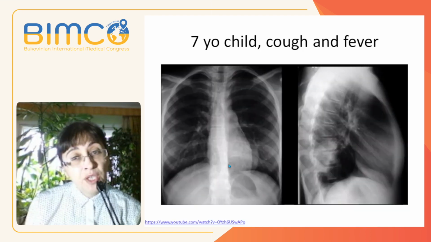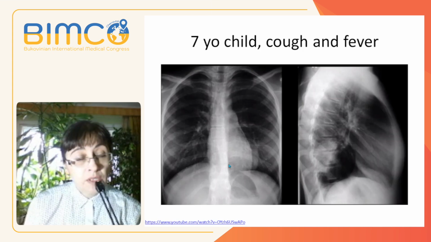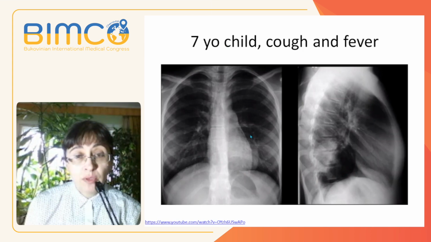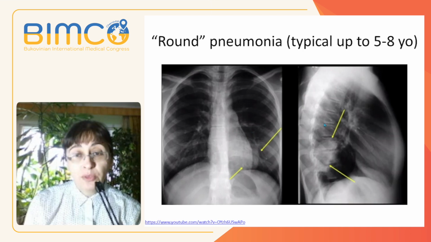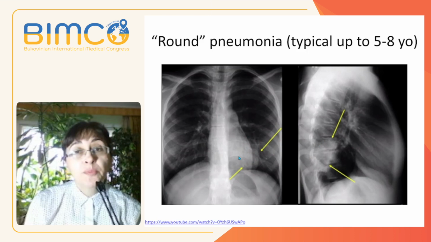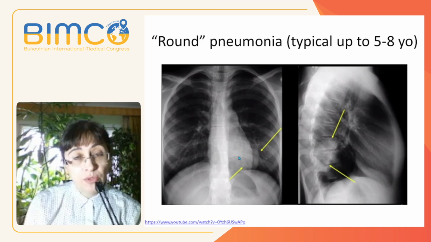Another typical change for childhood pneumonia is visible on this chest X-ray. Typical round pneumonia, we will discuss what it is. The child is 7 years old, has cough and fever, where you may observe consolidation. If you are attentive, you may see it near the heart shadow, and it is typical round pneumonia. Round pneumonia is typical only for children up to 5 to 8 years old.